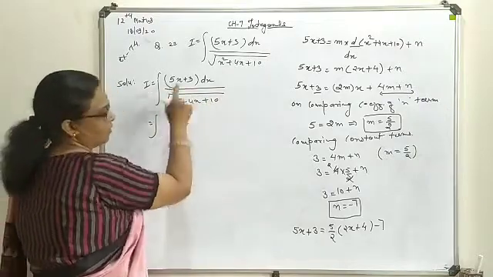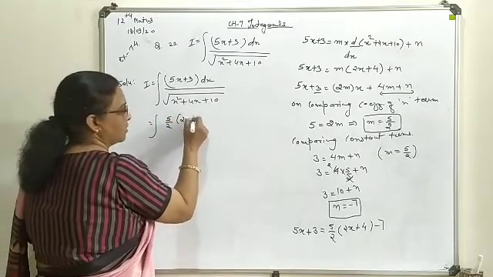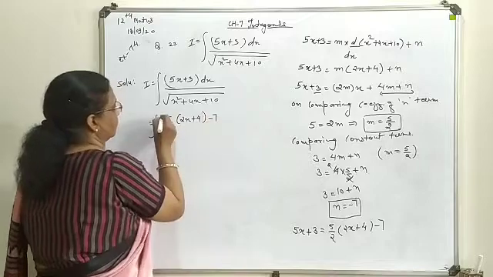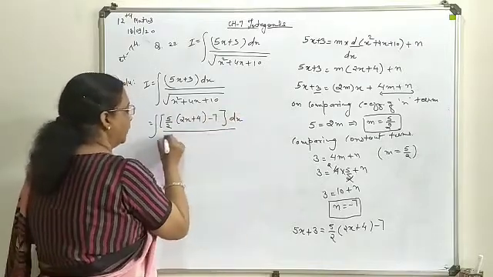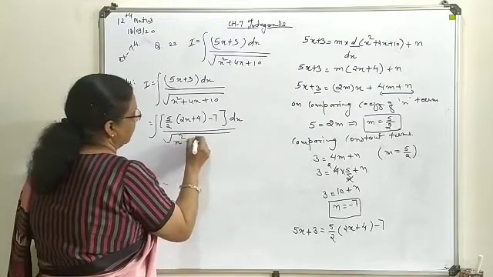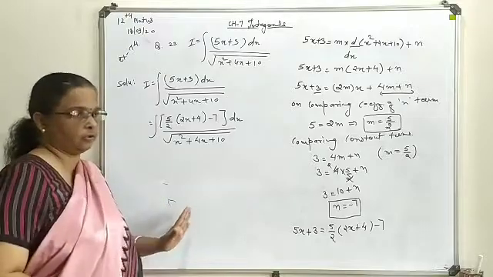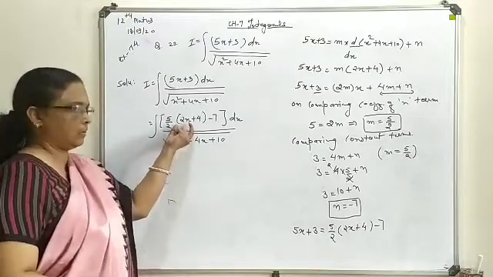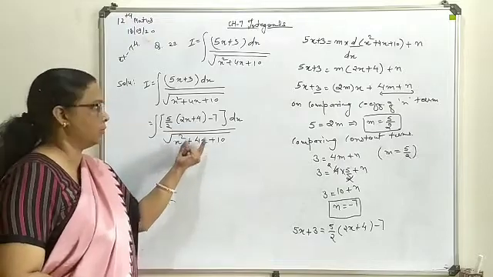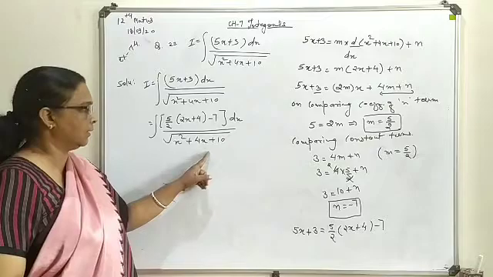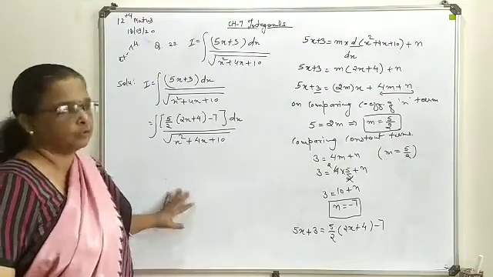Now 5x plus 3 we have written as 5 by 2 times (2x plus 4) minus 7, under root x square plus 4x plus 10. Now this question is split into two parts. First of all, this first term you take aside, and under that you write this square root term. Secondly, minus 7 you write, and under that you keep this square root term. So now this question is splitting into two parts.